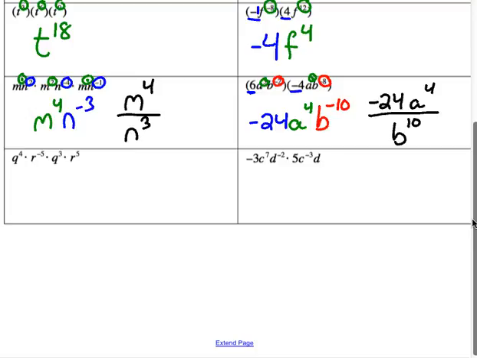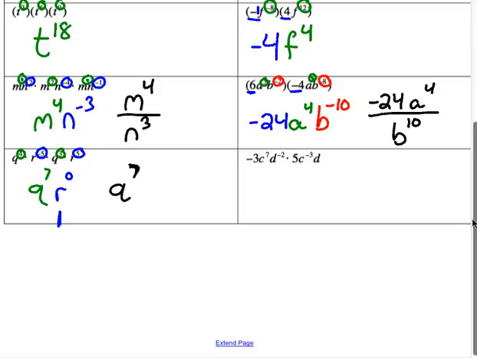All right. This next one has no numbers, so I can just start rocking and rolling with my exponents. Q to the 4 times q to the 3. 4 plus 3 gives me 7. For the r's, negative 5 plus 5 gives me 0. Well, r to the 0, we know, is the same thing as the number 1. So this one actually simplifies to q to the 7 times 1, which would actually just be q to the 7.